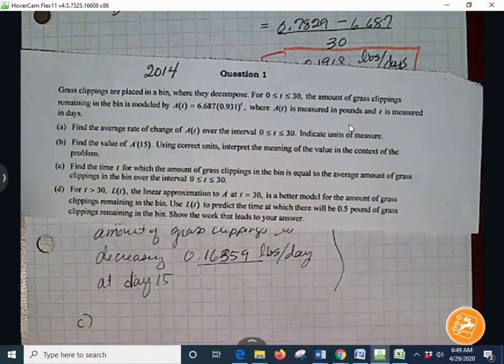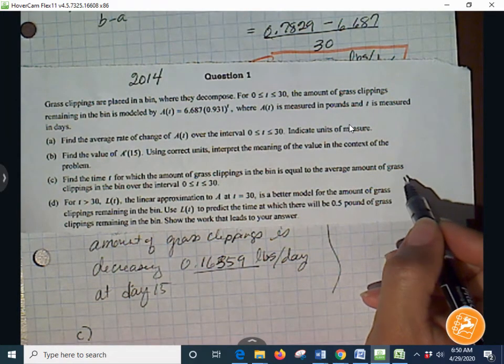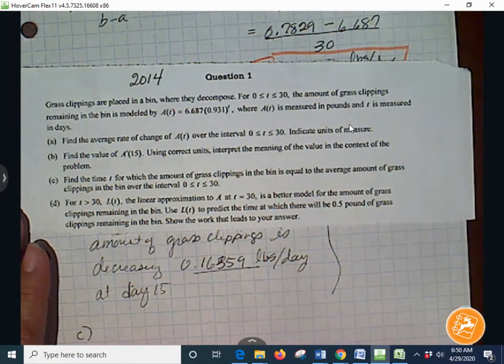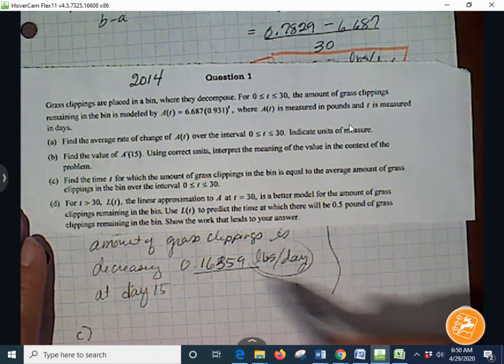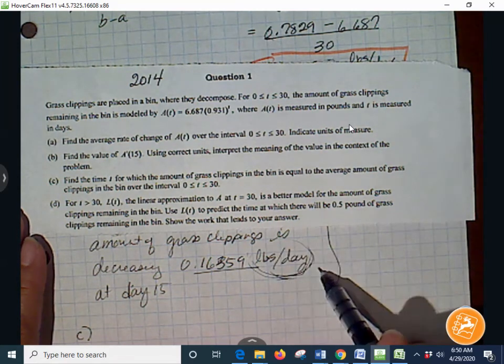Find the time for which the amount of grass clippings in the bin is equal to the average amount of grass clippings in the bin over the time interval. Okay, so the average amount of grass clippings. This is not a rate, it's an actual amount of grass clippings. So the value that you want to find in the end is not going to be measured in pounds per day. It's going to be measured in pounds.